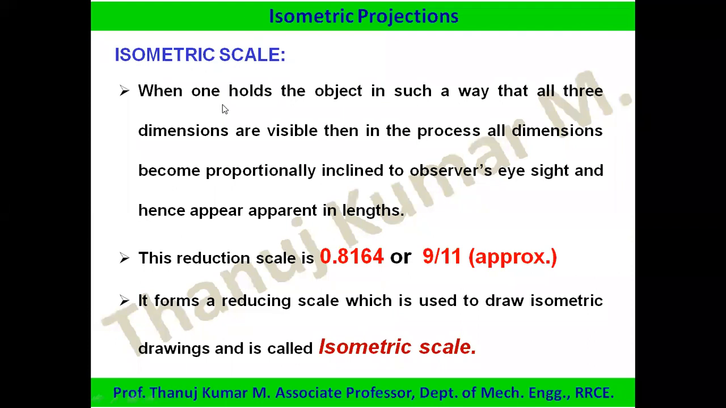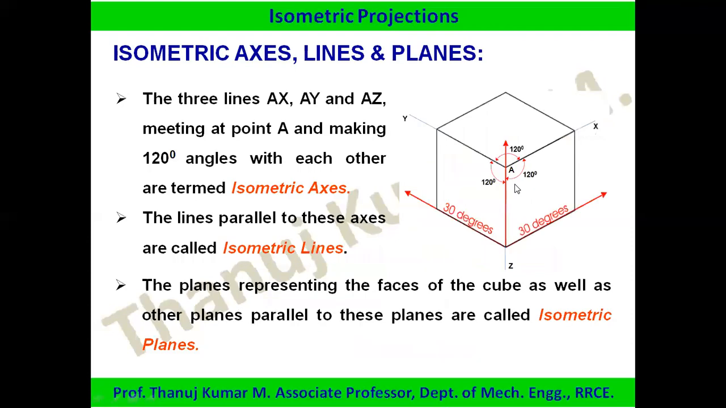Okay, when one holds the object in such a way that all the three dimensions are visible, all dimensions become proportionally inclined to the observer's eyesight, and hence appear as apparent lengths. You can see in this view, this is at an angle, this is at an angle, this is also at an angle. So they are mutually inclined at 120 degrees.